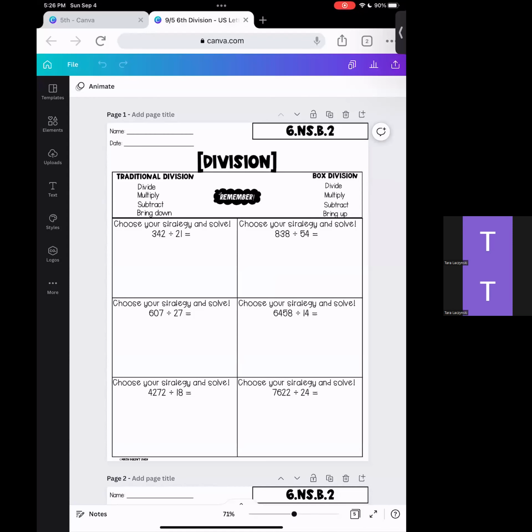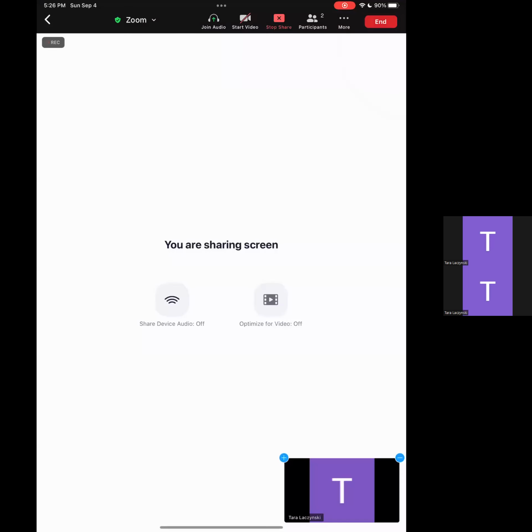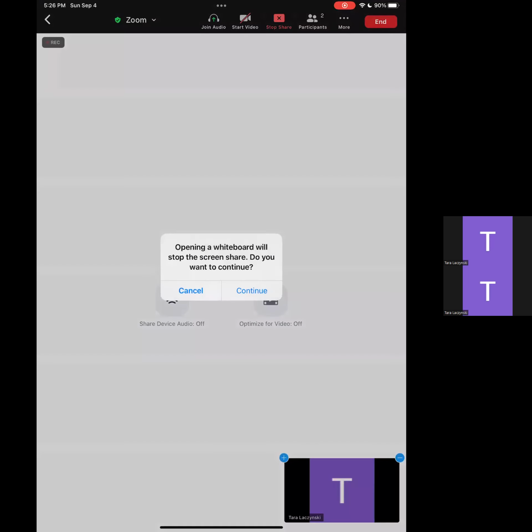Hey kiddos, we are going to be going over the first homework for the week, and this is what this looks like. So you're looking for the sheet that starts with 342 divided by 21. And I'm actually going to put this into Zoom, and we are going to be working on the whiteboard just to make sure that we have plenty of space.